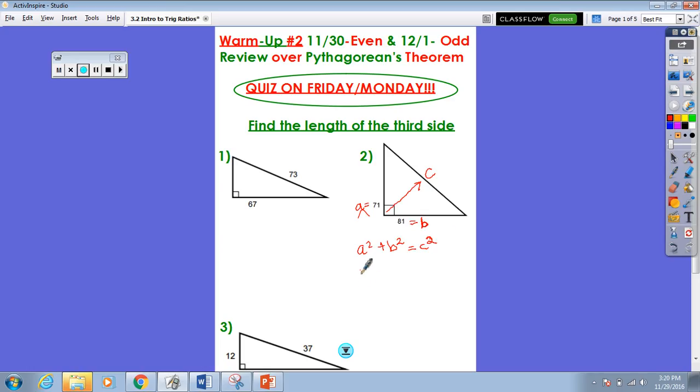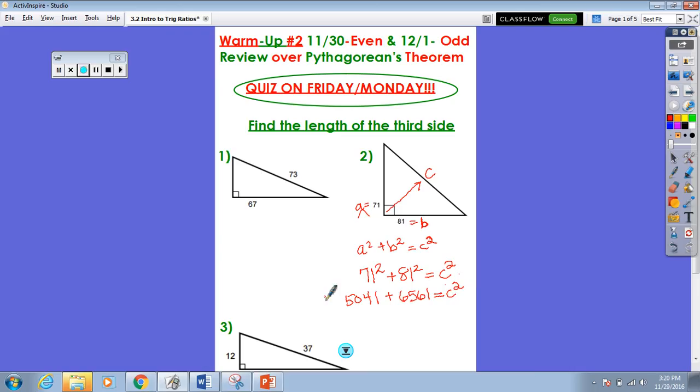Alright, so A is 71. So 71 squared plus B is 81. So 81 squared equals C squared. So notice this time we're solving for C because that is the unknown variable. So 71 squared is 5,041 plus 81 squared is 6,561, and that all equals C squared.